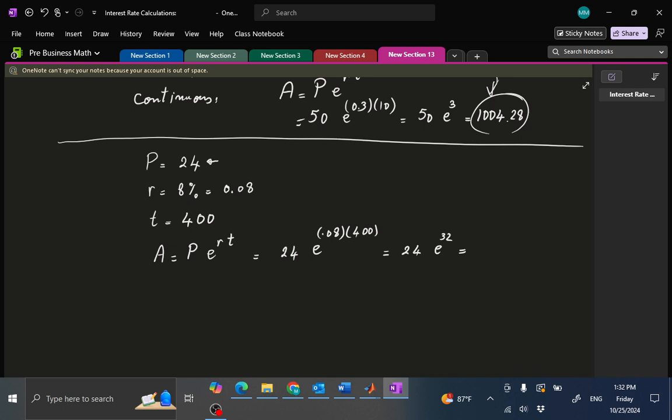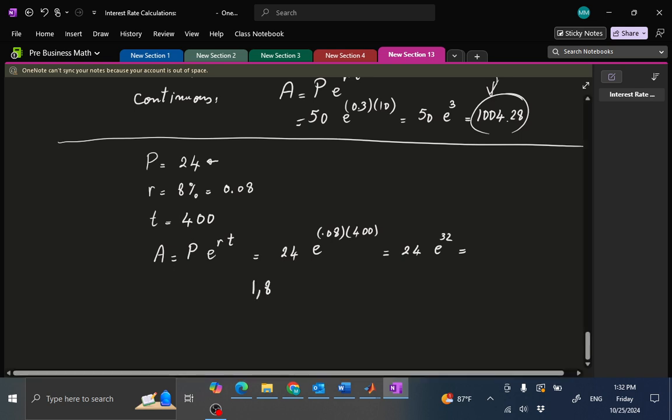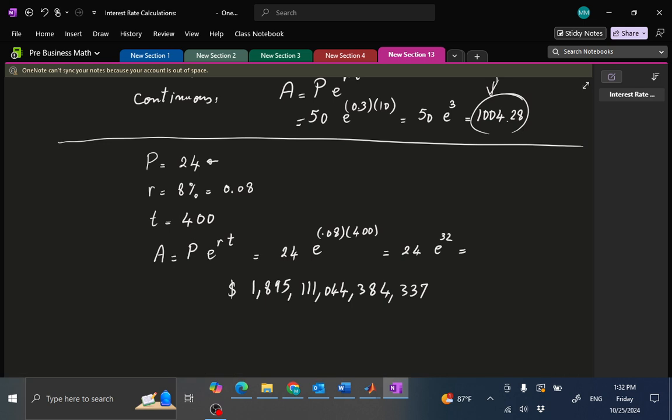So I have a humongous number. How am I going to write it down? Are you ready? 1.895 111,044 384 337. I don't even know how to read this thing. That's how many dollars that $24 is going to amount to, and I doubt that the island of Manhattan is worth that much.